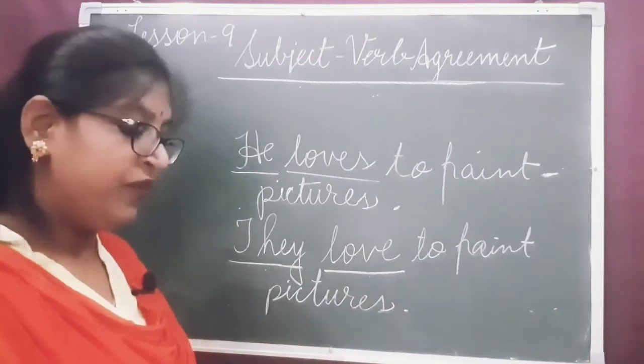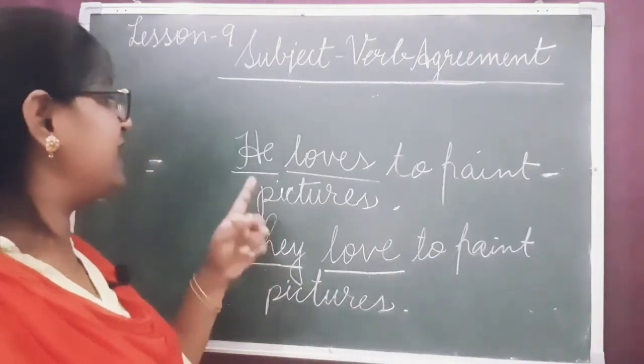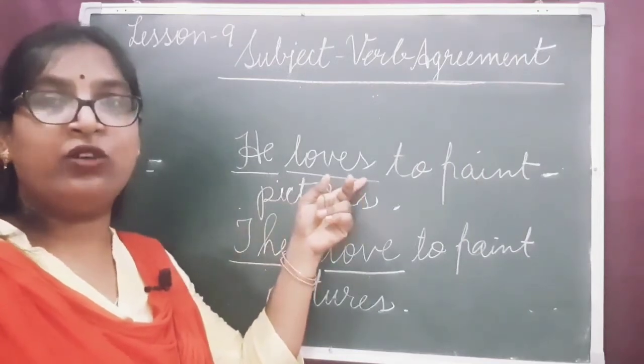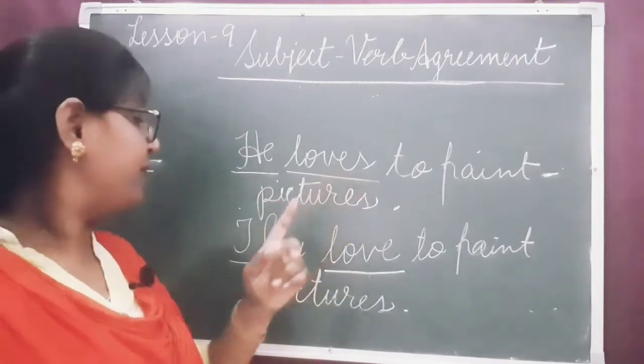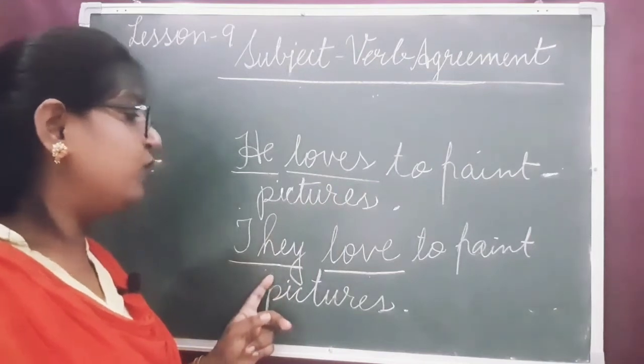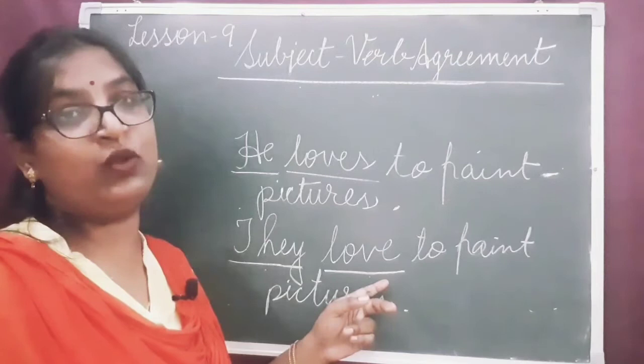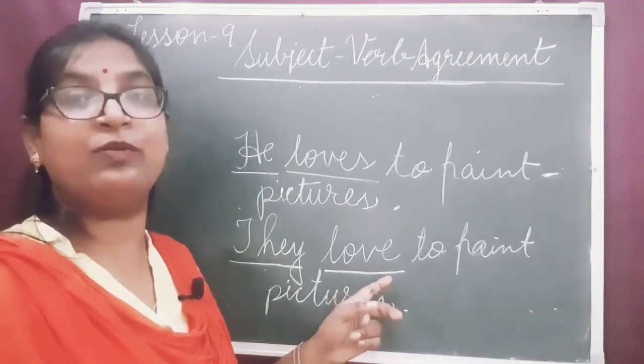Always remember, in simple present tense, when the subject is singular, we add s or es with the verb. And when the subject is plural in number, we do not add s or es, but we use the verb in its base form.